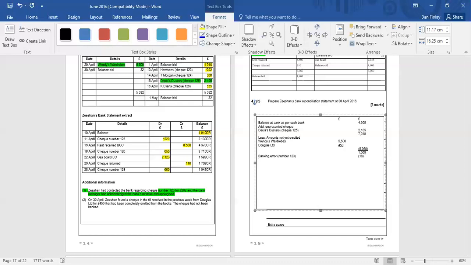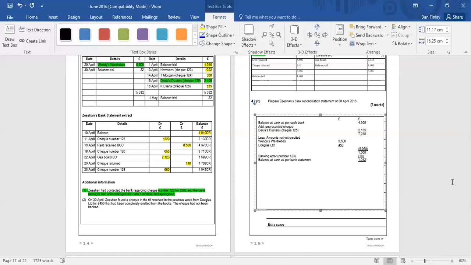So the last bit, balance at bank statement is 1,042. And there we go. So that means everything's fine now. I can then put that on my statement of financial position with confidence.